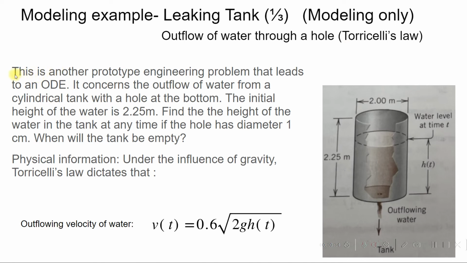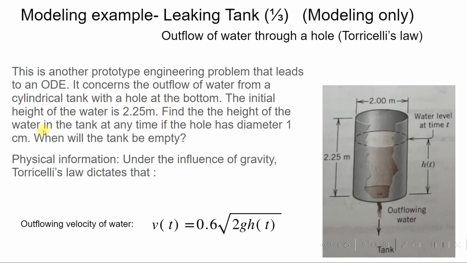So this is another prototype engineering problem that leads to an ODE. It concerns the outflow of water from a cylindrical tank with a hole at the bottom. So there's a hole at the bottom. The initial height of the water is 2.25 meters. So this is the initial height.